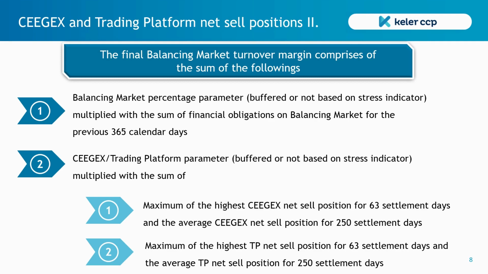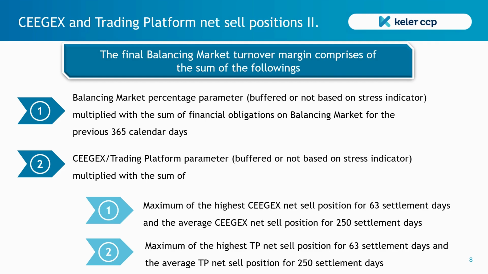The second element is the CEEGEX and Trading Platform parameter, buffered or unbuffered, multiplied with the sum of the CEEGEX component and the Trading Platform component. Regarding the CEEGEX component, we have to consider the net sell positions. Namely, we take the maximum of the highest CEEGEX net sell position for 63 settlement days and the average CEEGEX net sell position for 250 settlement days. We do the same for the trading platform as well.